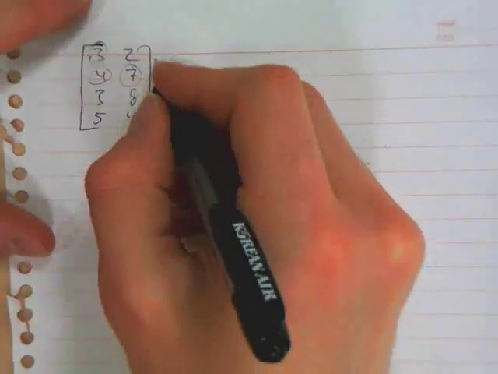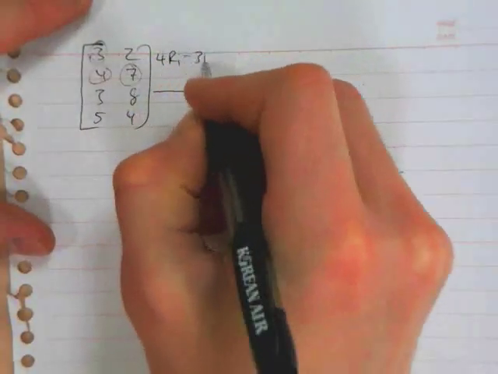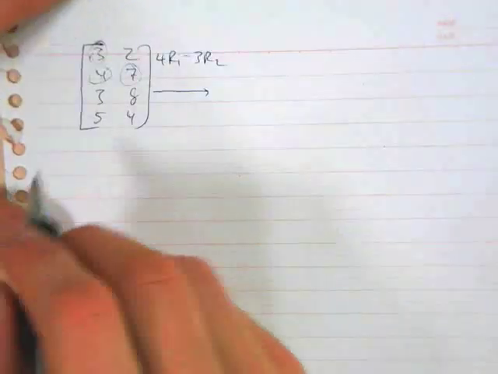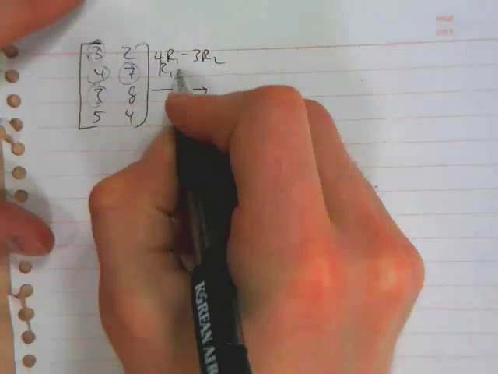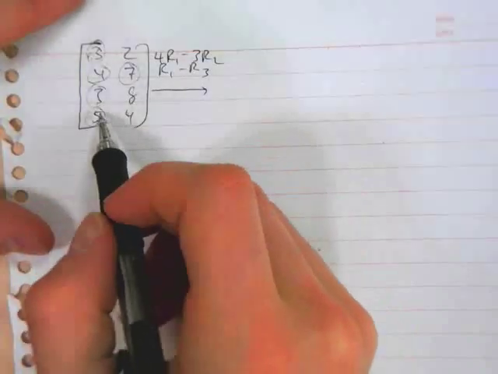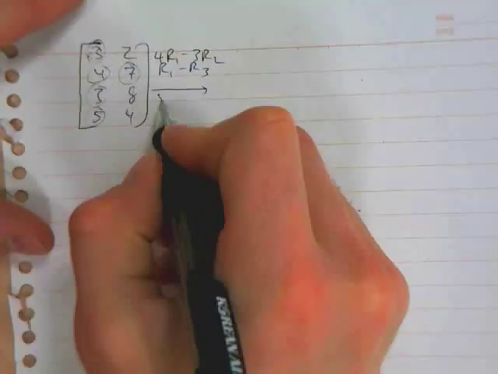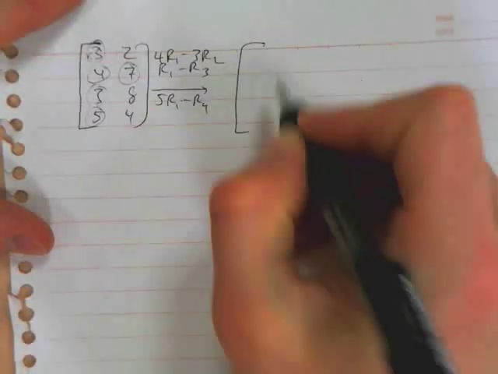So I need to make this 4 into a 0, so I can take 4 times row 1 minus 3 times row 2. I need to make this into a 0, so I can take row 1 minus row 3. I need to make this into a 0, so I can take 5 times row 1 minus row 4. Let's see what that gets us.